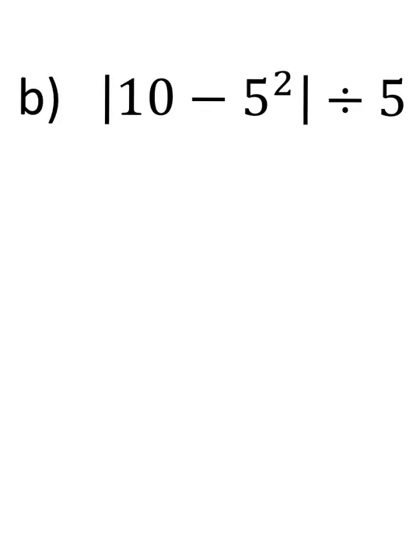Looking at letter B, I see many operations. Absolute value, which is considered parentheses, subtraction, exponents, and division. I must first start with grouping symbols, parentheses. Within the absolute values, I then see subtraction and a square. So I'm going to do the square first, the exponent first. I'm going to continue to show my work down the page, leaving anything that I do not use.